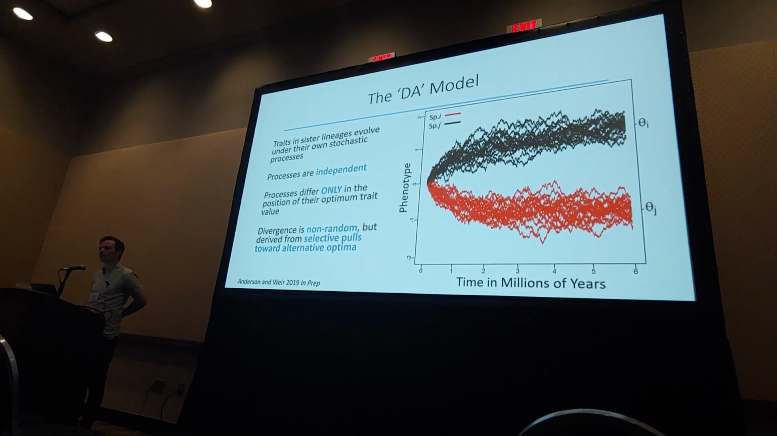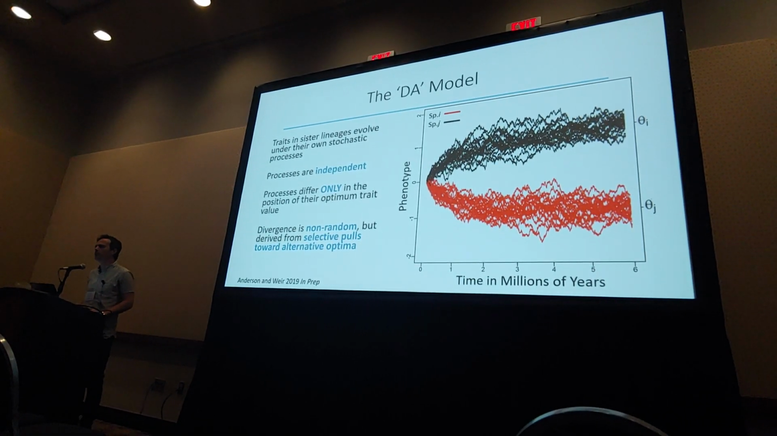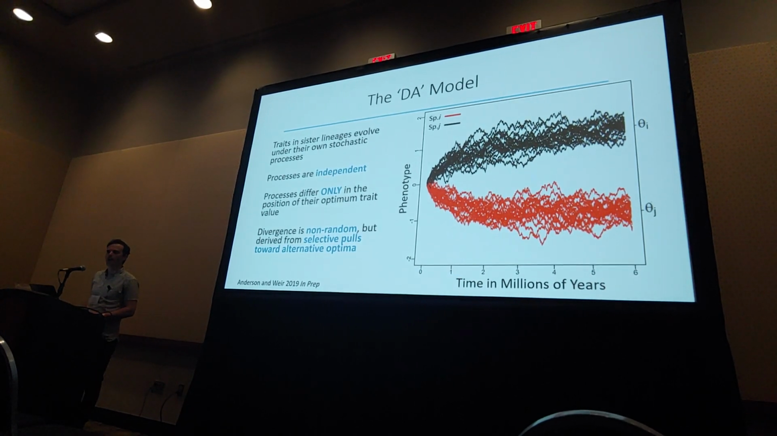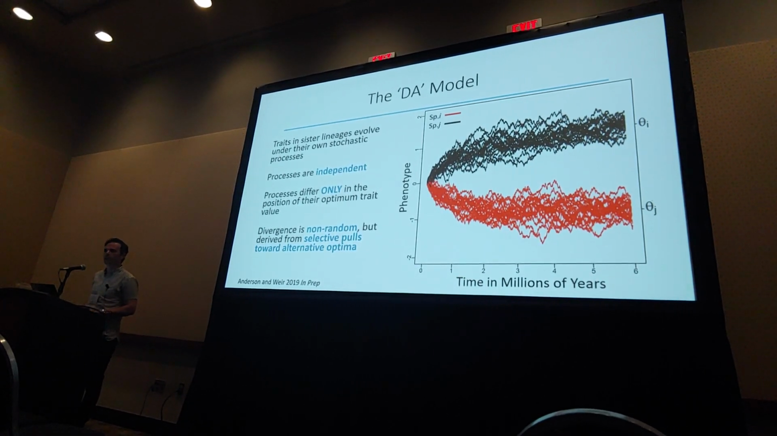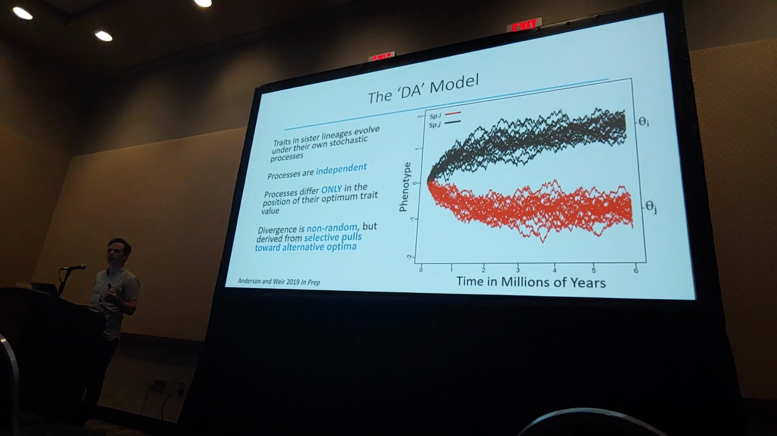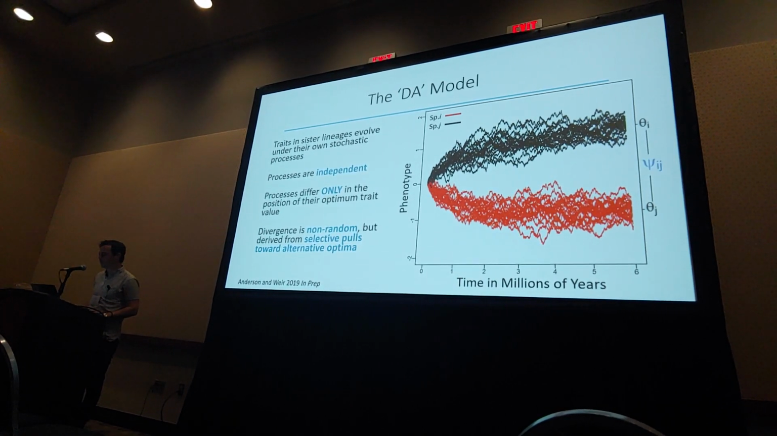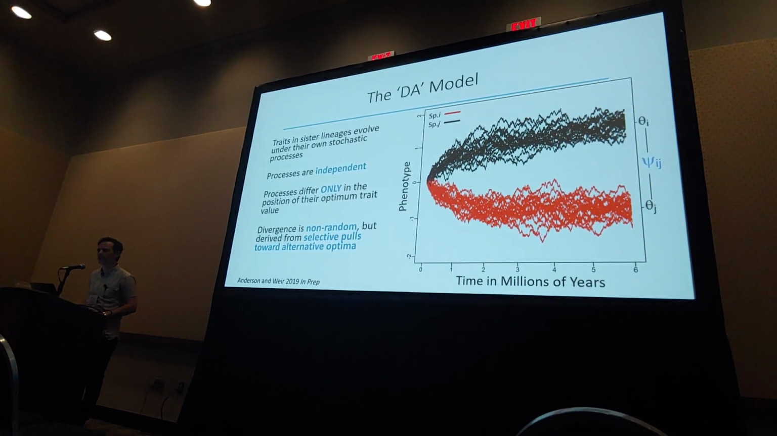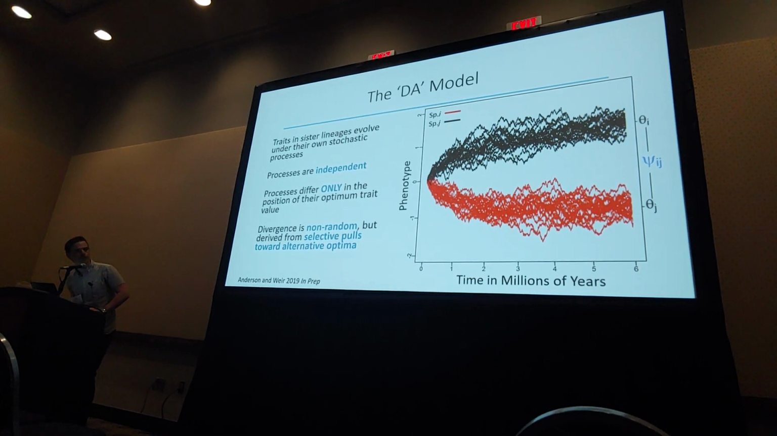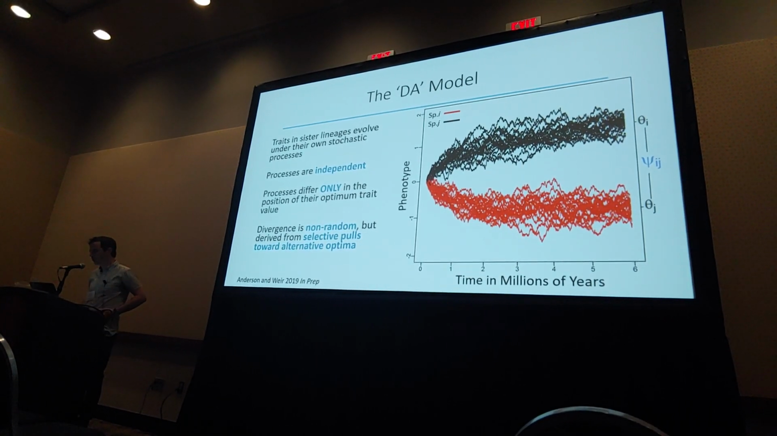The nice thing about this approach is we can essentially allow every lineage in the data set to have its own phenotypic optimum, and we don't need to estimate it. Because again, our data are differences between phenotypes. And so what we're really interested in is the distance or the difference between these phenotypic optima, which we represent here with the parameter psi j.